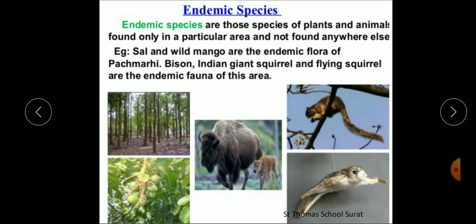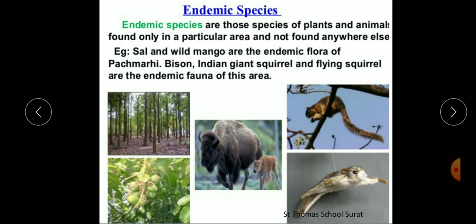Understood? What is endemic species? They are unique to a particular area. They are not found naturally anywhere else. They are found naturally in that particular area only. Understood? So species, what is species?